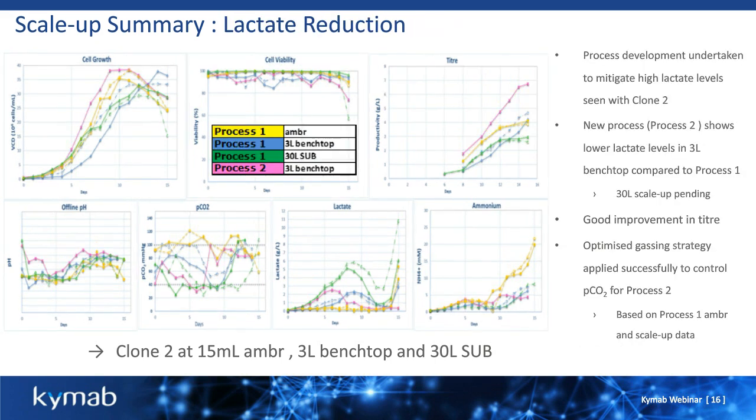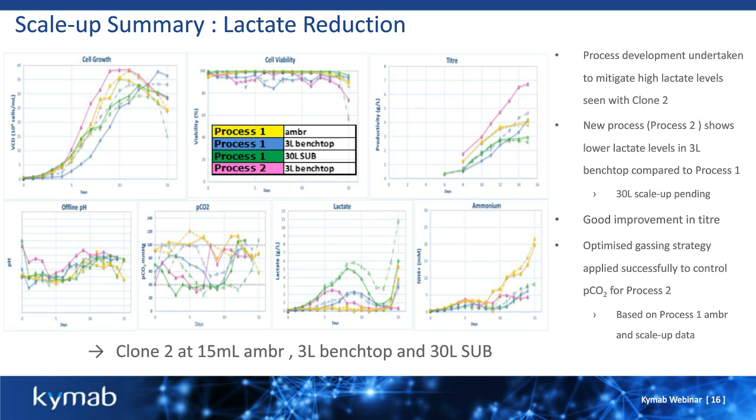Now this slide compares the ambr and scale-up data from the previous slide, now referred to as process 1, against an optimized process condition referred to as process 2 and shown in pink. Process 2 was developed to mitigate against the high end-of-run lactate spike that was seen with clone 2.